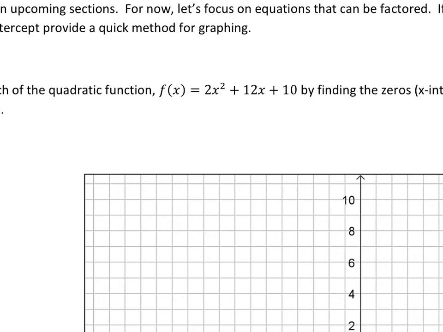So we have a function, f of x equals 2x squared plus 12x plus 10. That's just y equals 2x squared plus 12x plus 10. And if we're going to try to find those x-intercepts, then we're going to set y equal to 0. All along that x-axis, y equals 0.